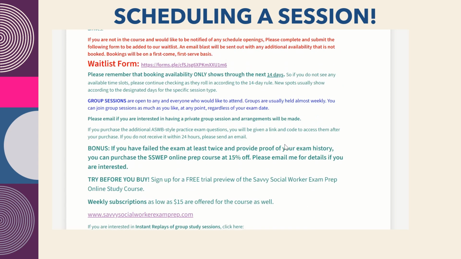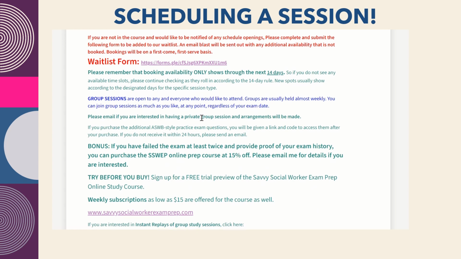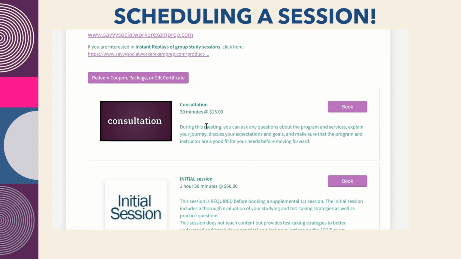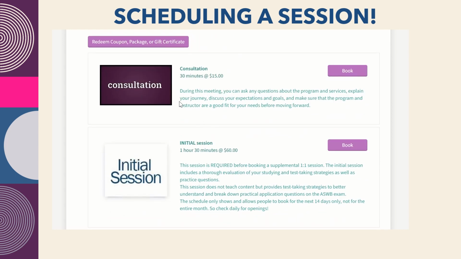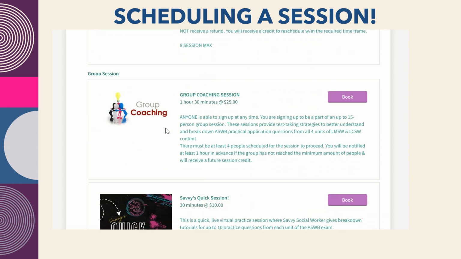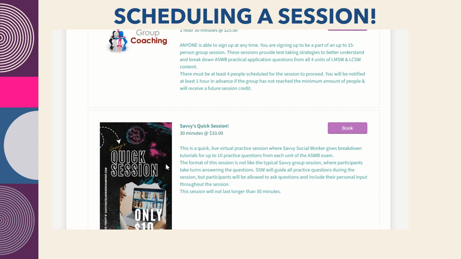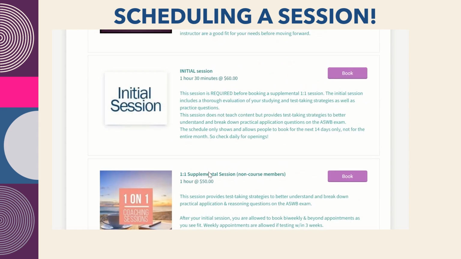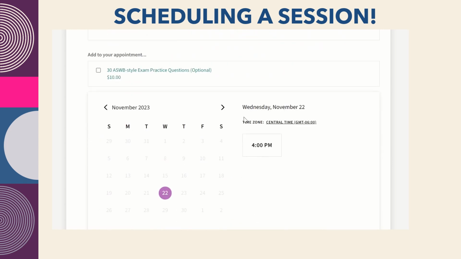Be sure when you're on this website to read all this information. I'm not going to go through all of it because I just basically want to show you how the scheduling works. When you come in, you can click on consultation if that's what you're interested in booking, initial session, a one-on-one session, the group coaching session, and the quick sessions. You must click on the appropriate session that you are trying to book because a different calendar will show up for each one. So for instance, if you are interested in booking an initial session, you will book there.